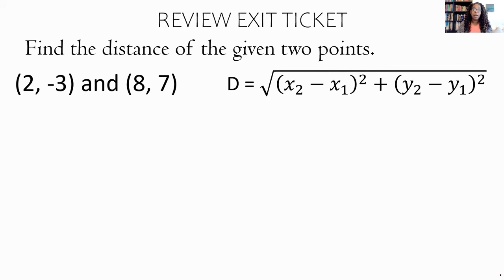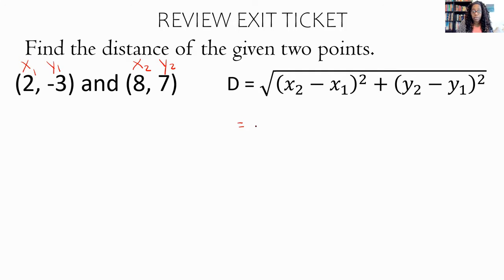So let's review what we did last time, which is the distance formula of these 2 points, (2, -3) and (8, 7). As you can see, we have our distance formula, which is the difference of our x's squared plus the difference of our y's squared. If you recall, we're going to label our points. Since this is my first point, that'll be my x sub 1 and my y sub 1. And this is my second point, so that's my x sub 2 and my y sub 2. And all we're going to do is plug that information into the formula.